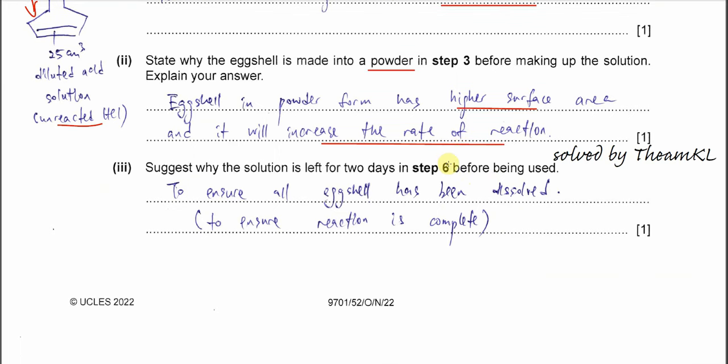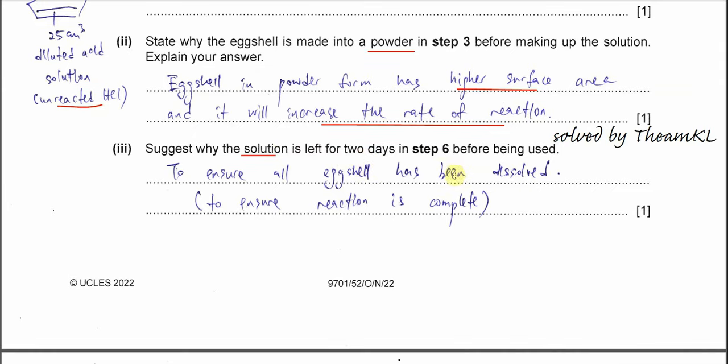Part 3. Suggest why the solution is left for 2 days in step 6 before use. 2 days means after the eggshell dissolves, we still leave it for 2 days. Why? Because we need to make sure all the eggshell, or the calcium carbonate, has dissolved. Or you can say to ensure the reaction is complete. Then we can use the acid solution for titration. This is a very easy question.